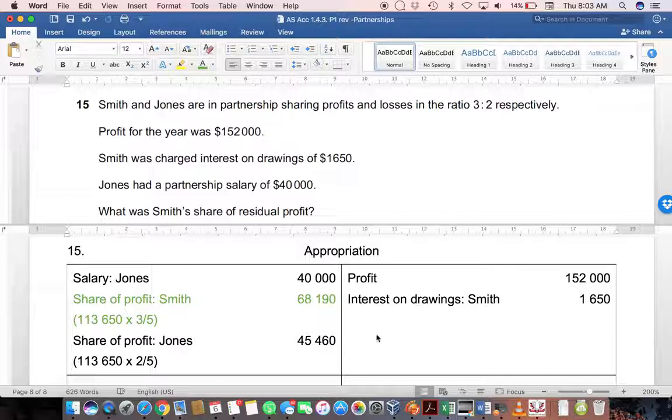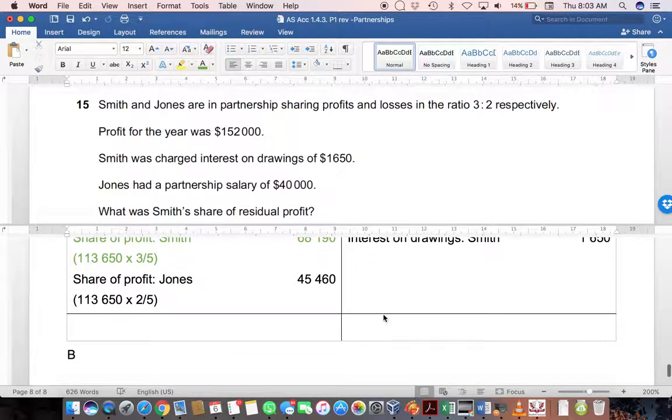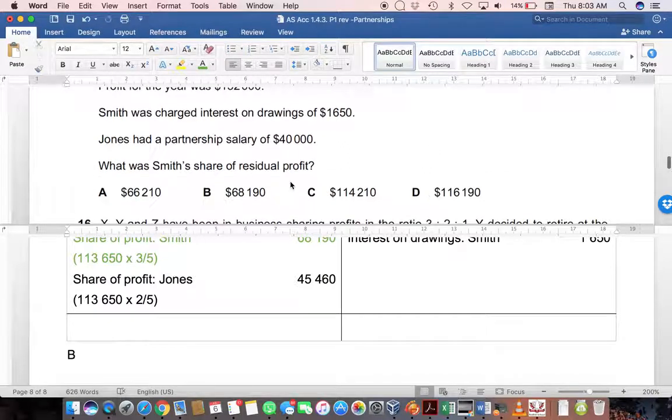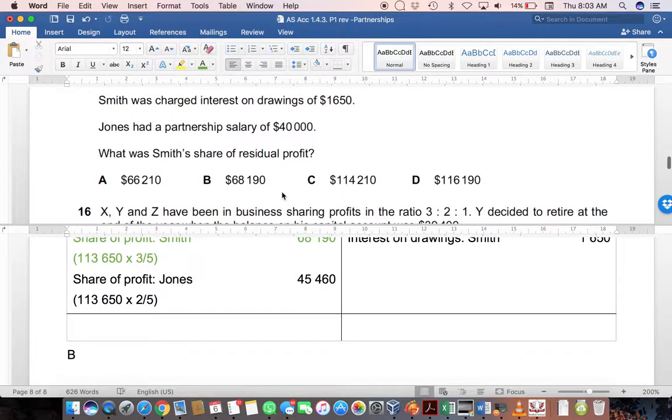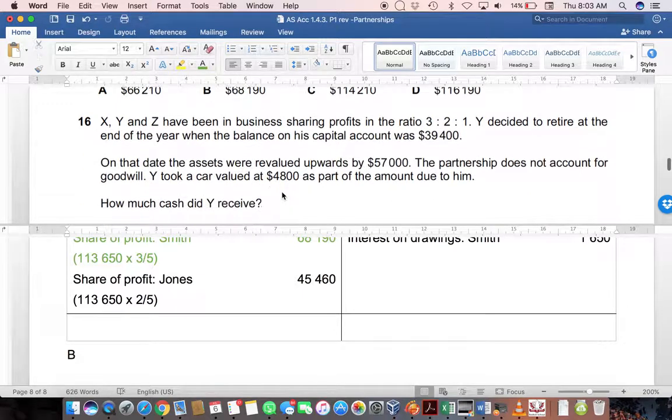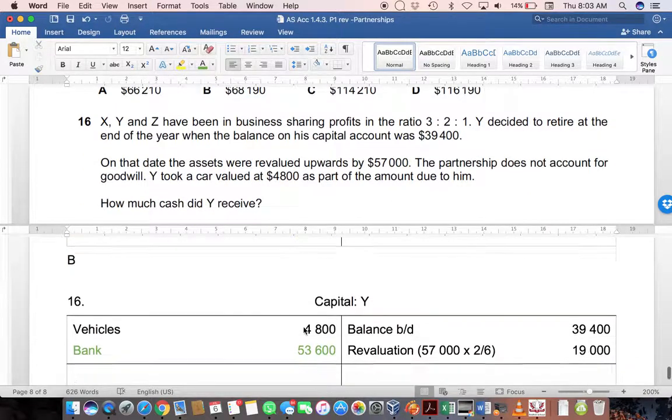You don't need to go on and work out Jones, but if you wanted to check yourself, you could. It's 45,460. And if you look at the options that are given to you, you will see that you will choose B as your answer for that question.